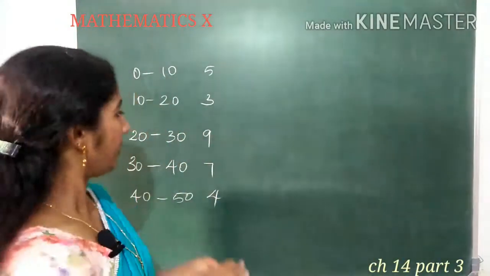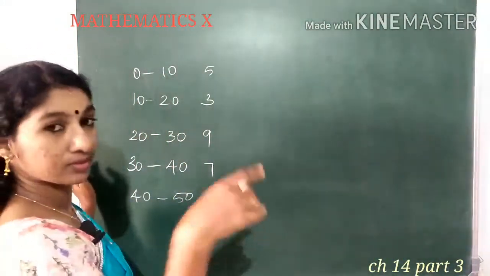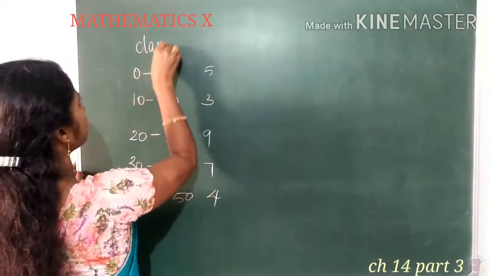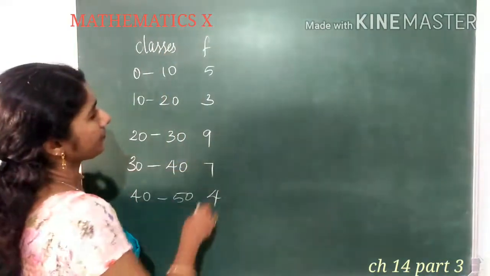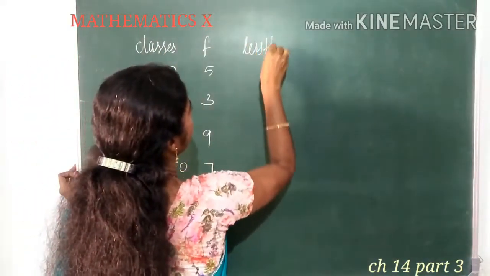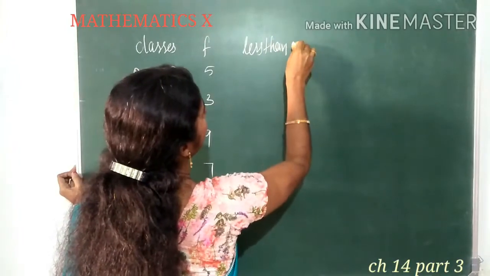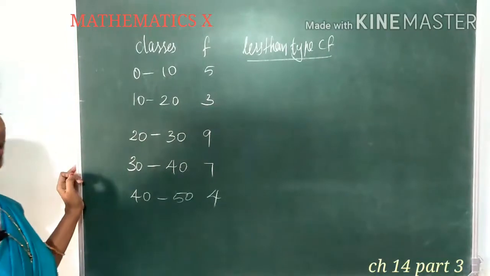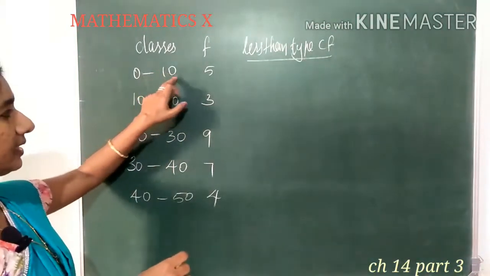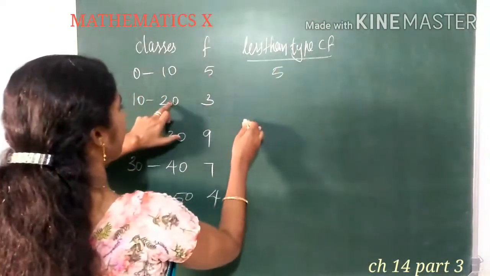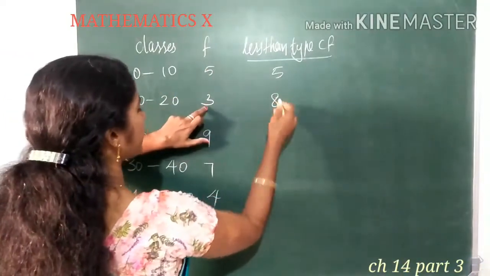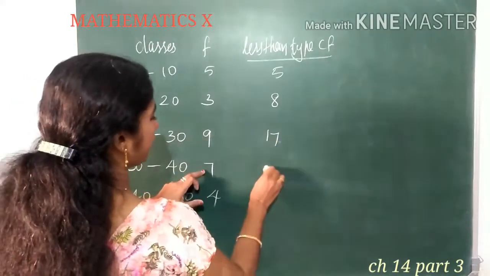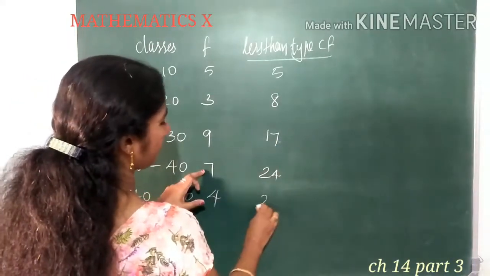So the details I will give. Don't write the equation now, I will give it. So here the classes and the frequency. We are going to write less than type cumulative frequency. So what is less than type cumulative frequency? Less than 10, 5. Less than 20, 5 plus 3, 8. 8 plus 9, 17. 17 plus 7, 24. 24 plus 4, 28.